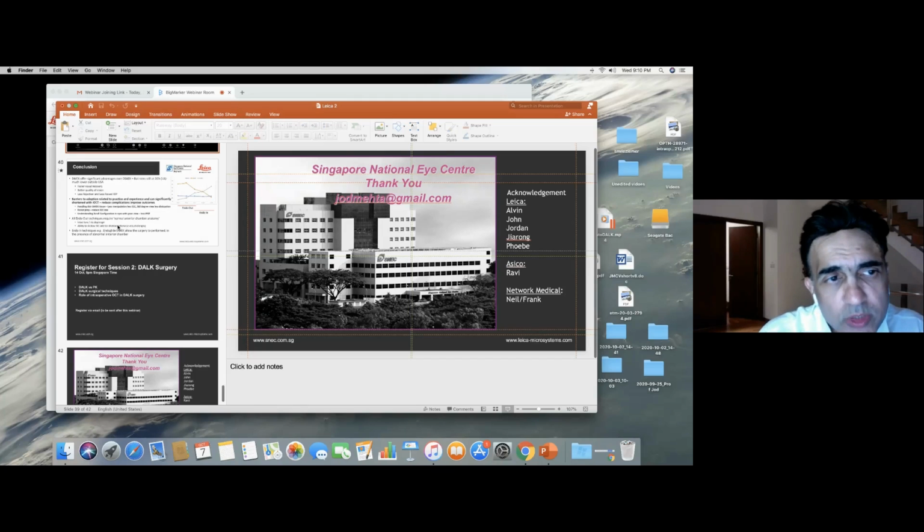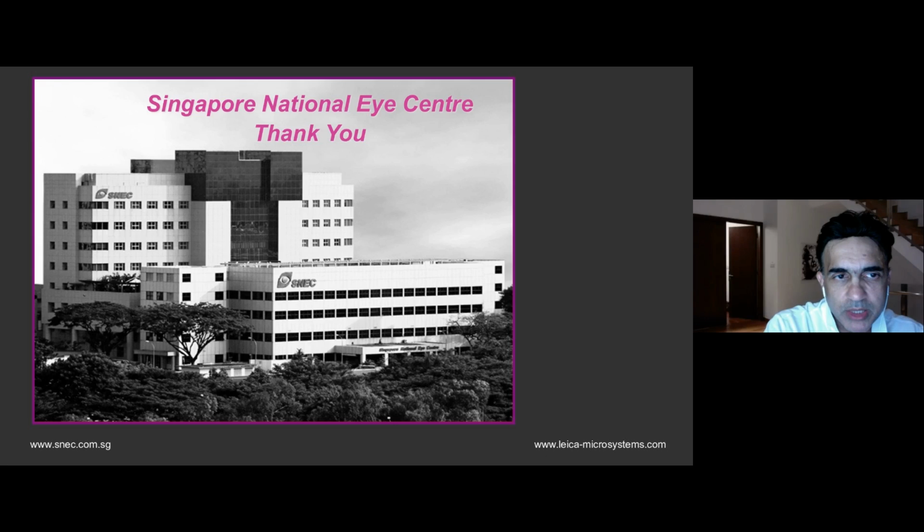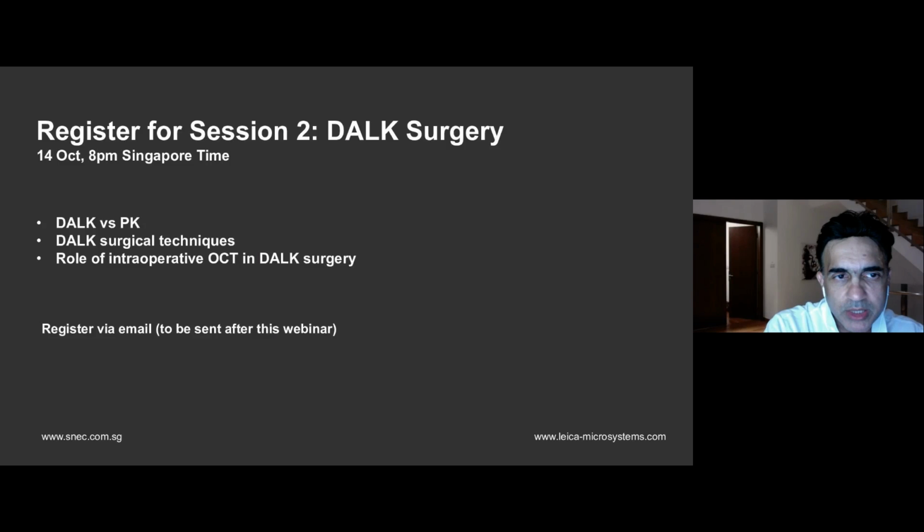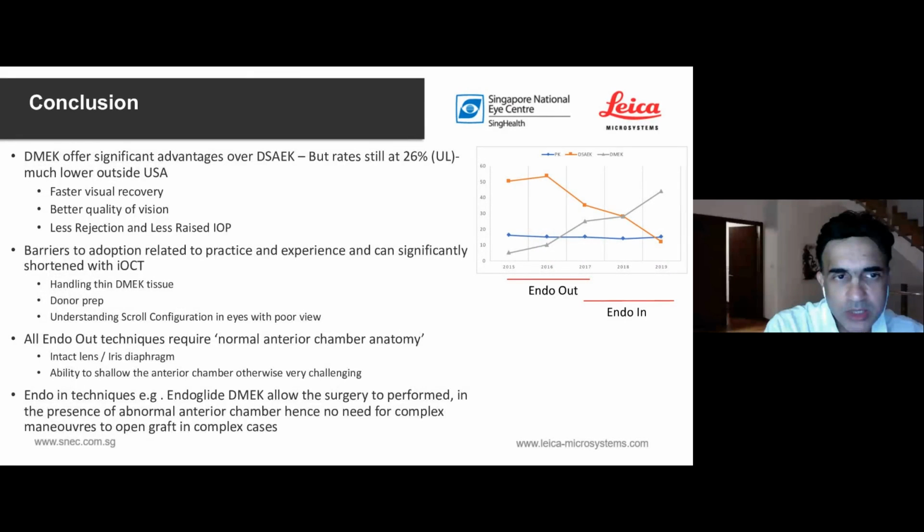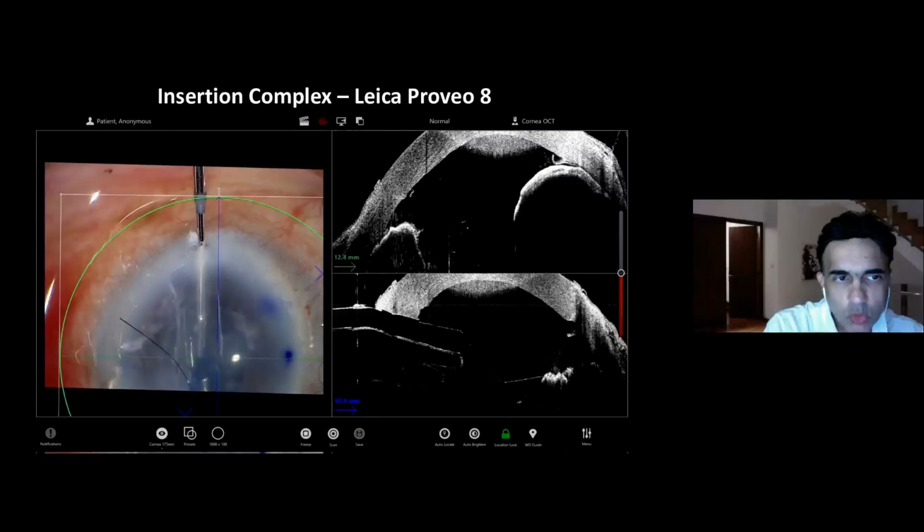So DMEK offers significant advantages over DSAEK. The best rates are really at about 26% from the EBAA data, and obviously outside the US the rates are much lower. You do get faster visual recovery, better quality of vision, and less rejection compared to DSAEK, and certainly less raised intraocular pressure. The barriers to adoption are related to practice and experience, and this can be significantly shortened with intraoperative OCT. You can reduce your complications and improve the outcomes from the surgery.